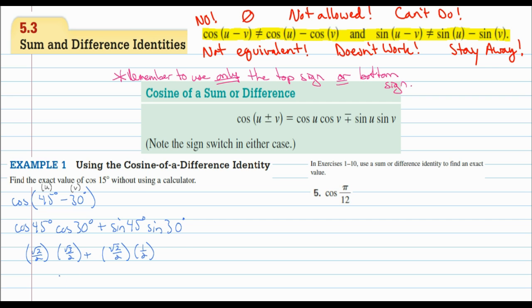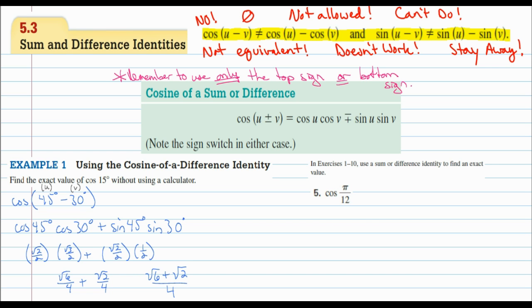So now I have the square root of 6 over 4 plus the square root of 2 over 4. Sometimes your book will combine those. You have a common denominator, so that's the square root of 6 plus the square root of 2 all over 4. Now try example number 5, which works in radians.